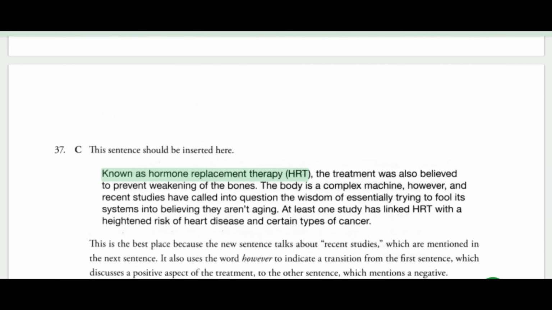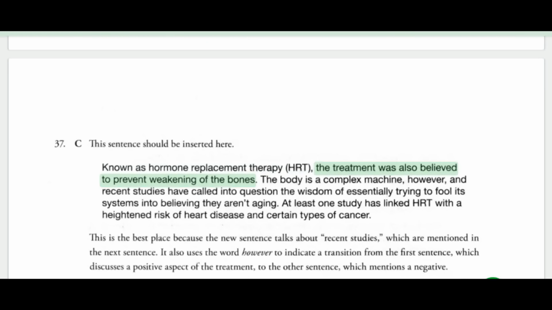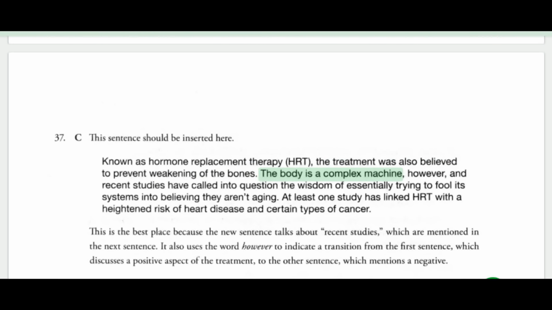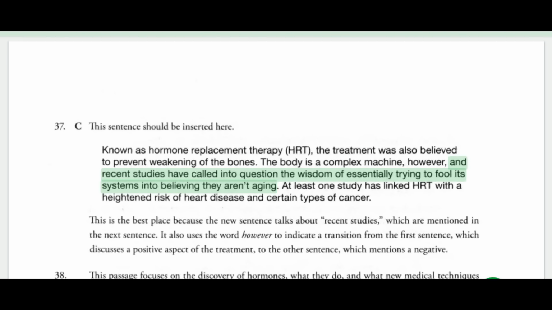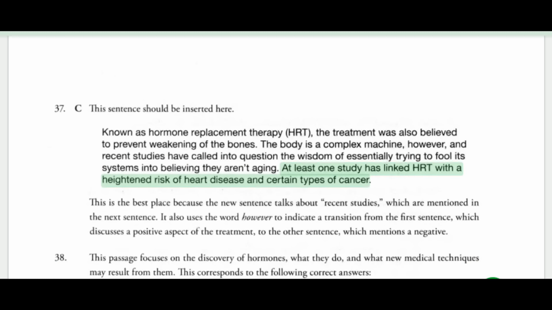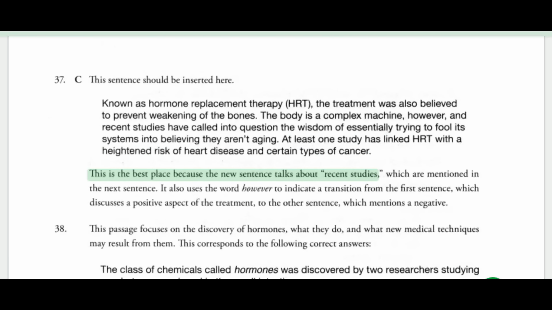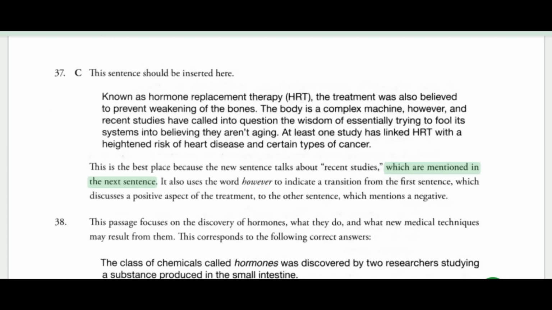Known as hormone replacement therapy (HRT), the treatment was also believed to prevent weakening of the bones. The body is a complex machine, however, and recent studies have called into question the wisdom of essentially trying to fool its systems into believing they aren't aging. At least one study has linked HRT with a heightened risk of heart disease and certain types of cancer. This is the best place because the new sentence talks about recent studies, which are mentioned in the next sentence.